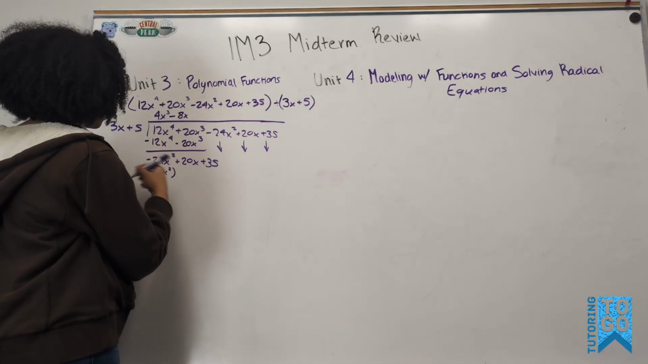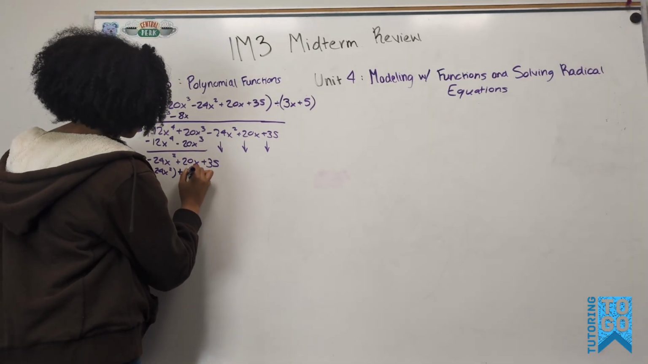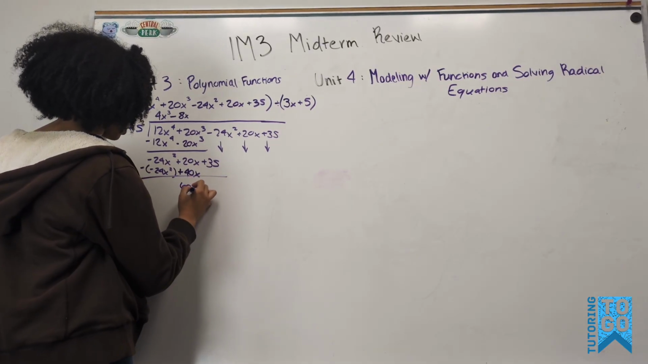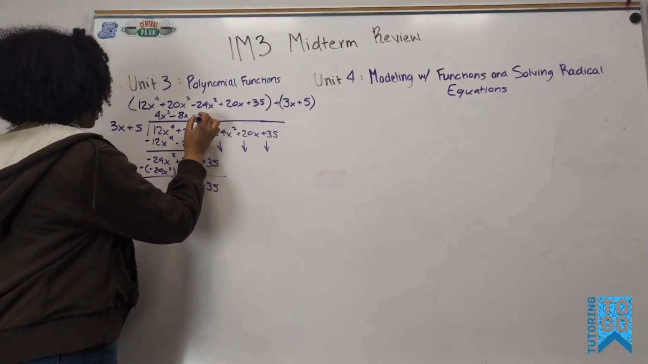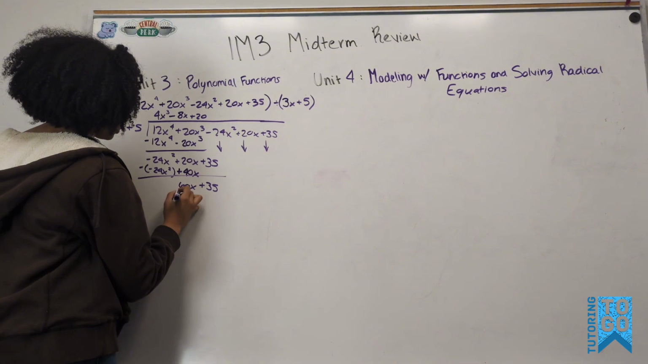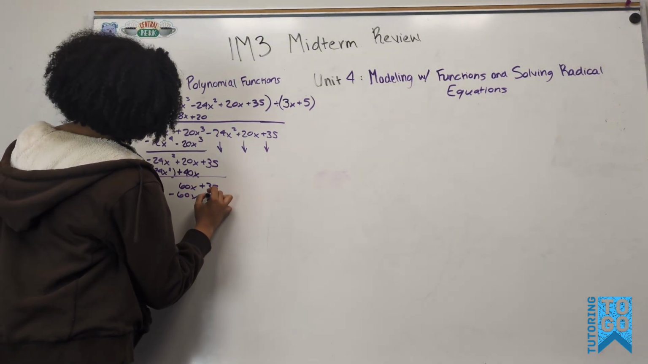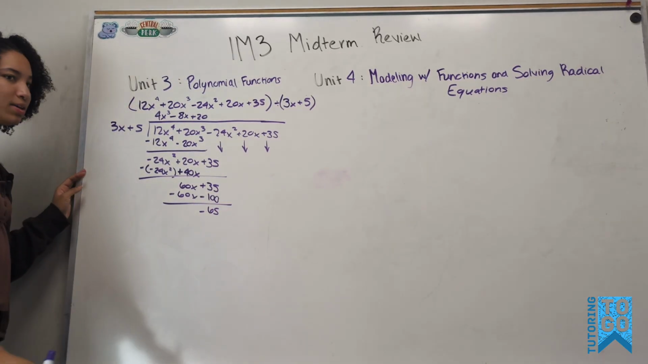And then you're going to do the same with the rest. We're going to add 40x. And then that's going to get us 60x plus 35. Now you're just going to multiply this, so then 3 times 20 is equal to 60x, so then we're going to do minus 60x, and then minus 100, and then you get -65, and that's just going to be your remainder.